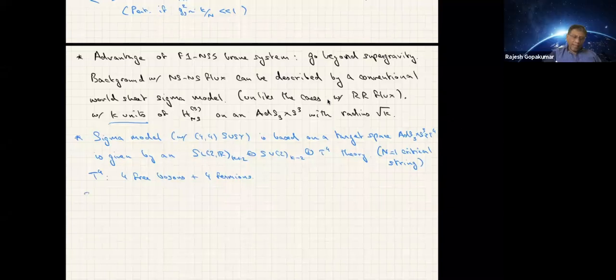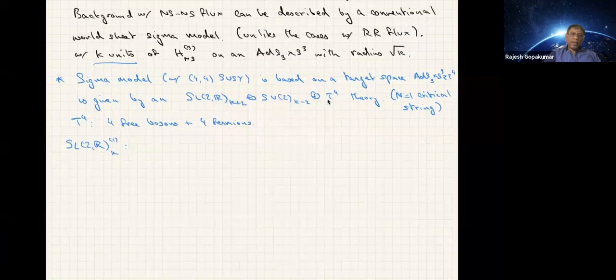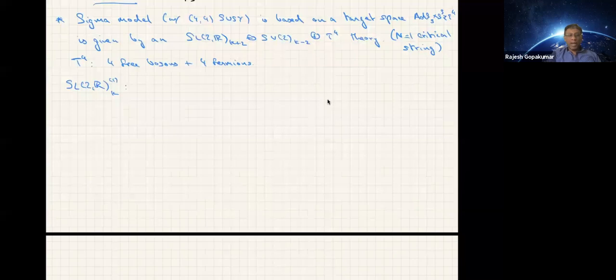So let me explain this. The SL(2,R) you can think of as an N equals 1 supersymmetric Wess-Zumino-Witten model. SL(2,R) comes because the AdS3, the Lorentzian group manifold, can be thought of as the universal cover of the SL(2,R) group manifold. You can think of the supersymmetric Wess-Zumino-Witten model based on SL(2,R) as an ordinary Wess-Zumino-Witten model, but with a shifted level and 3 fermions.